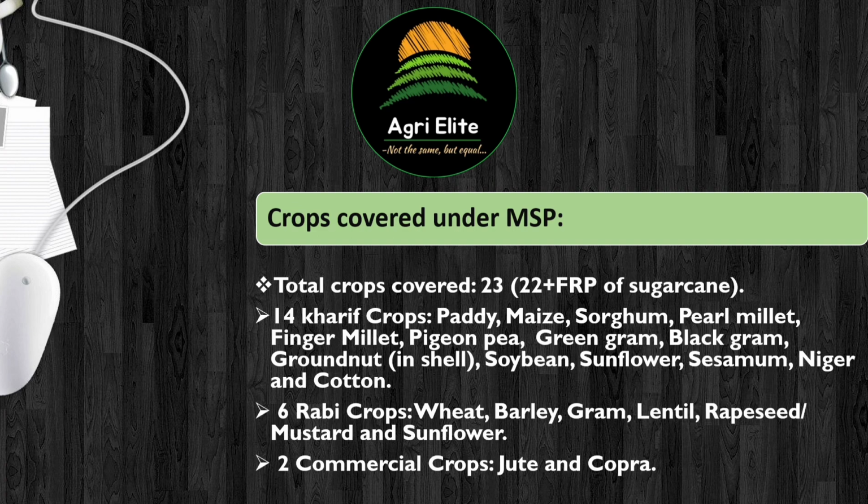So first 14 crops are Kharif crops. They are as follows: paddy, maize, sorghum, pearl millet, finger millet, pigeon pea, green gram, black gram, groundnut, soybean, sunflower, sesame, niger and cotton. So these are the Kharif crops. Then 6 Rabi crops including wheat, barley, gram, lentil, rapeseed, mustard and sunflower. Then 2 commercial crops are also considered in this, that is jute and copra. So 14 plus 6 plus 2 is 22, and then 1 sugarcane.